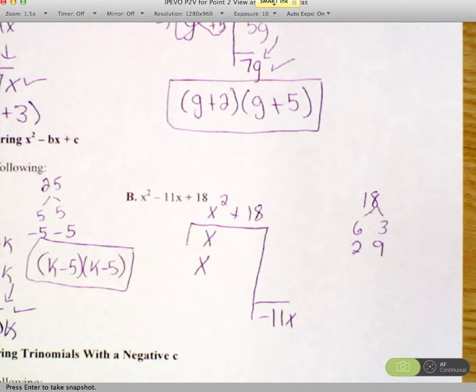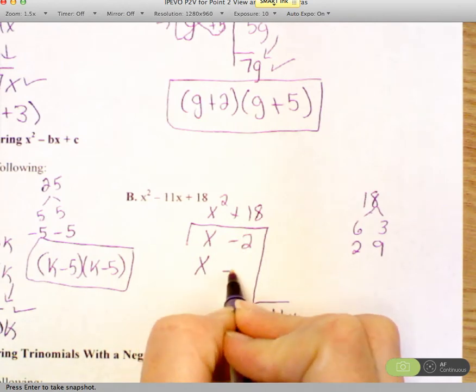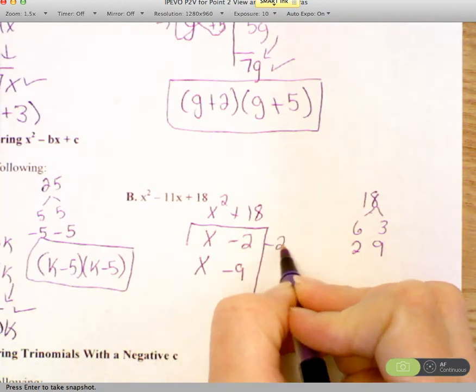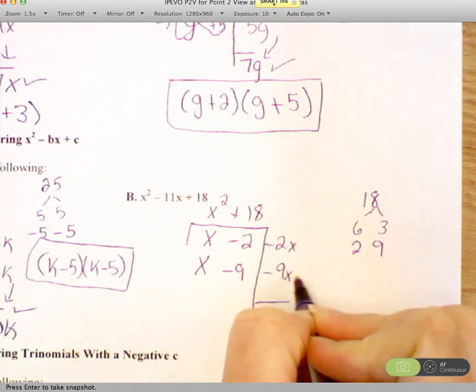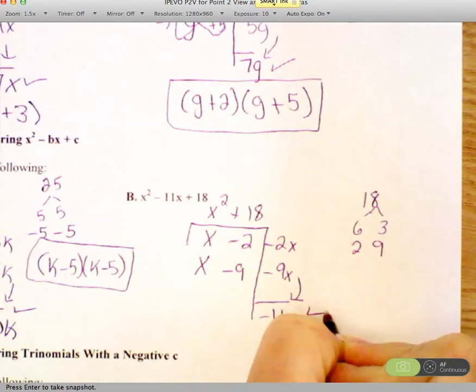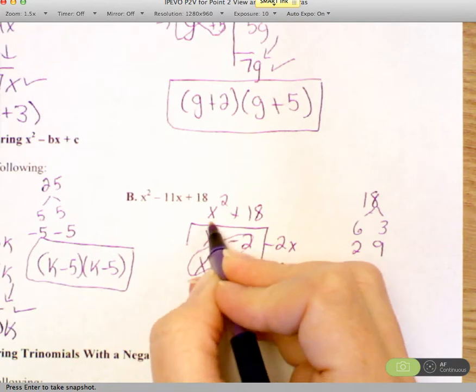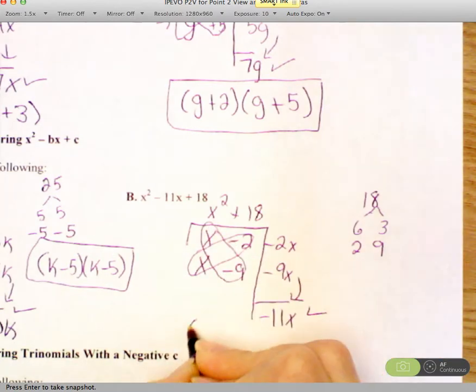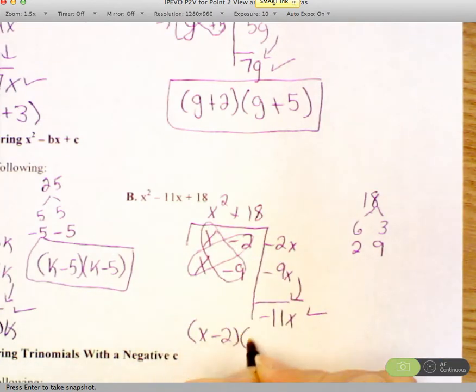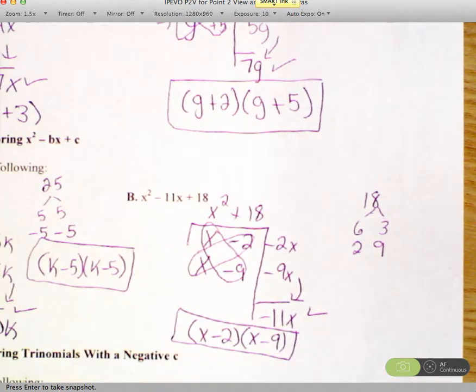But if you look at the middle number in the bottom, -11, we want them to be negative. 2 and 9 give us 11, but we don't want the positives, we want the negatives. So what we want is -2 and -9, because then we get -2x and -9x. That does in fact add to -11x. So our factors are x minus 2 and x minus 9. Those are the factors of that one.